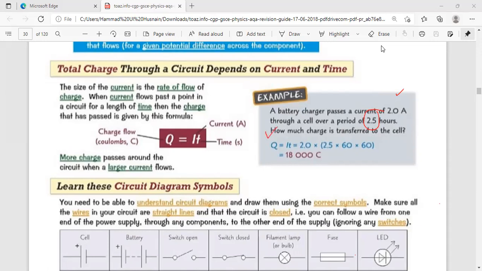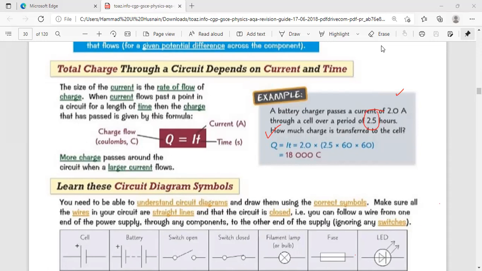You will solve this by using that same equation, Q is equal to IT. We are given the current that is passing through and the time for which the charger was connected with that laptop. Now it is given as 2.5 hours, but we need to have the time in the units of seconds. So we will convert this into seconds.